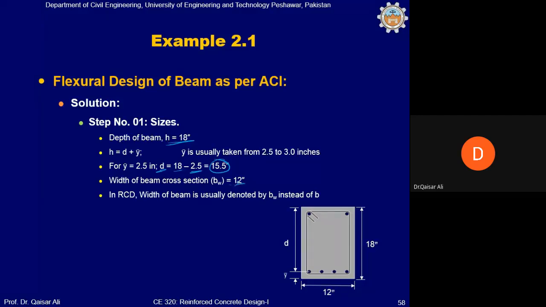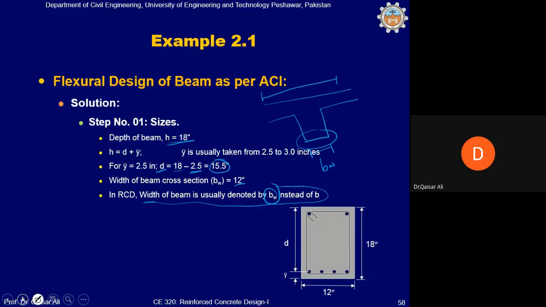Width of beam cross section is 12 inches. In reinforced design, width of beam is usually denoted by bw instead of b, because this is the width of the beam web. क्योंकि मैंने जिस तरह कहा कि practically it will be part of the reinforced concrete system, so in that case this lower part of the beam is known as the web, and that part of the beam which is lying within the slab is known as flange. अच्छा, b या bw जो भी हो आप इसे denote कर सकते हैं.